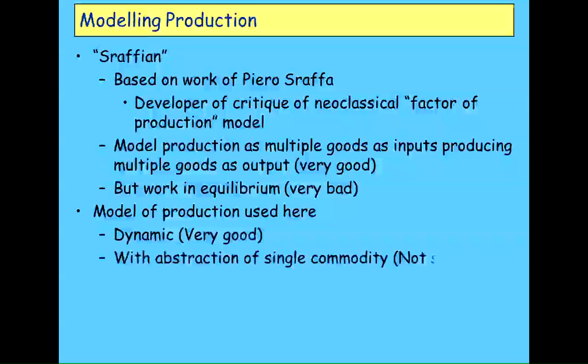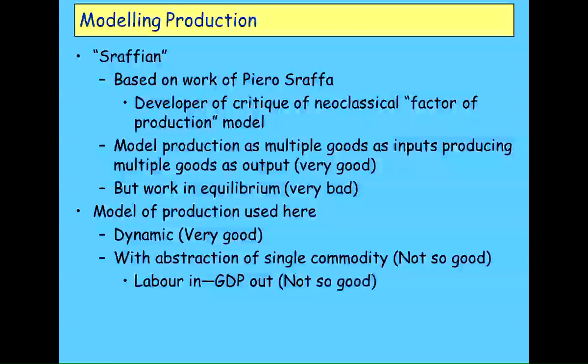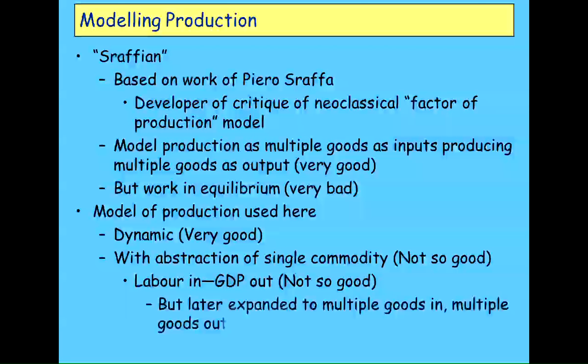Unfortunately, it's going to be a single commodity, which isn't so crash hot, and I'm going to use labour in and GDP out. I'm basically ignoring at this stage the capital sector of the economy. Now, that's bad, but I bring it in later. So just as some case of saying I can bring this in at a later stage.